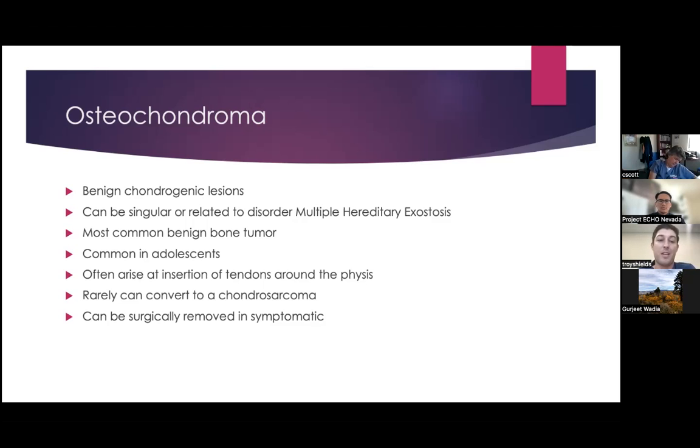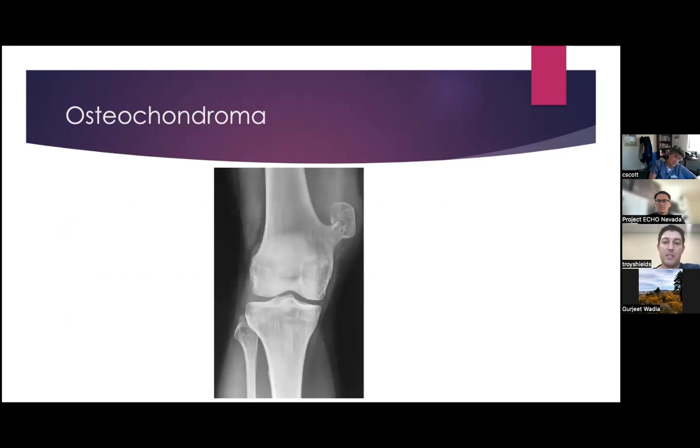somewhat dangerous. So we talk about a 2 centimeter cartilage cap, which is a pretty big size of just the cartilage, not even the bone around it. If they are symptomatic, they can be surgically removed as well. If not, then no problem leaving them. And this is a pretty typical picture of a large one.